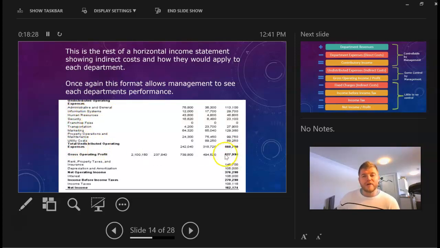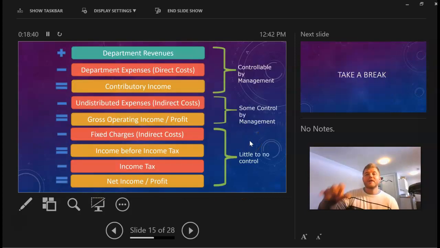And then they have their gross operating profit, and then your fixed charges and net operating income, income before taxes, income taxes, net income. It follows a very set format or very set formula. And this is it. We start with our departmental revenues. Then we remove our direct costs, our costs of sales, our departmental expenses. That's all the same name for the same thing. It's the revenue, the labor, and the materials or supplies used to make that revenue.